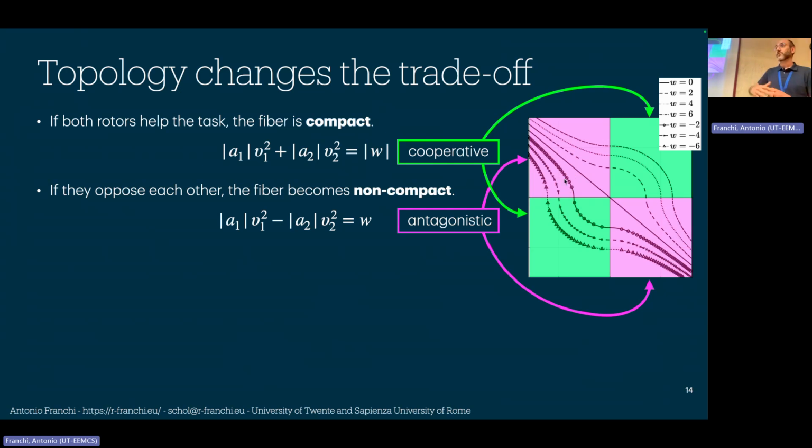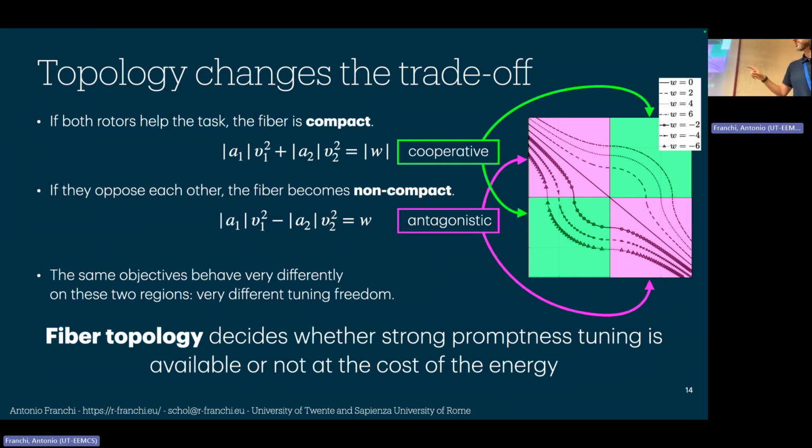And they are indefinite. They are not anymore a compact set. In the previous case, you had a compact set. So the fiber topology decides whether, as we will see now, the tuning of the promptness is possible or not. You can already imagine that if you are here, you can tune the promptness because you can increase the norm by staying on the same fiber. While if you are on the green region, you cannot increase much the norm of the fiber of the velocity. So you cannot really modulate much the promptness.